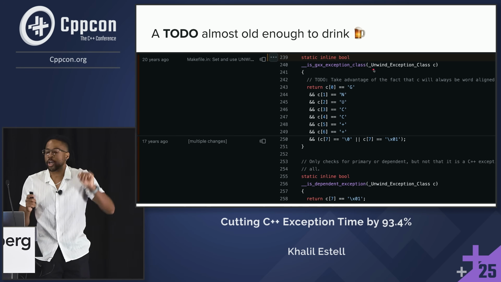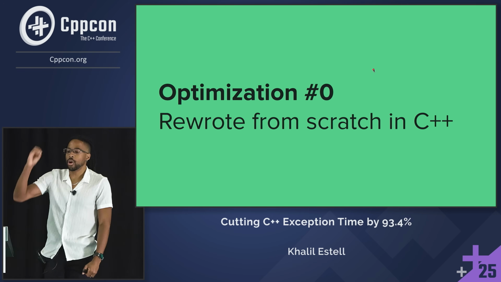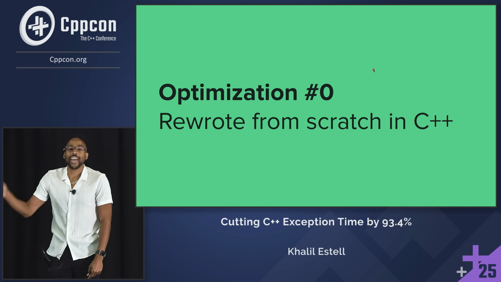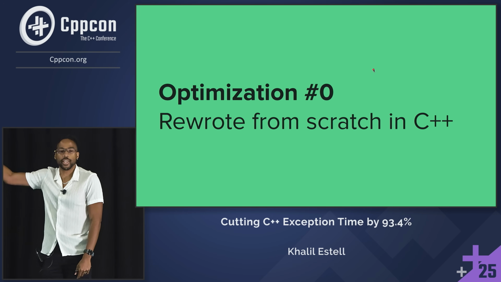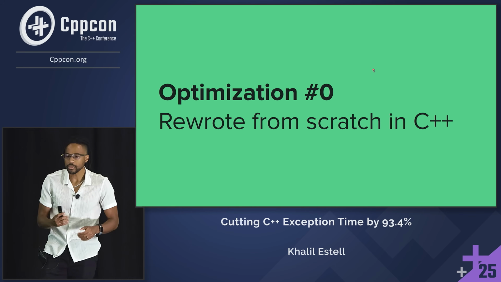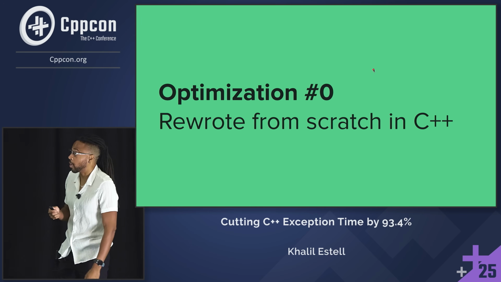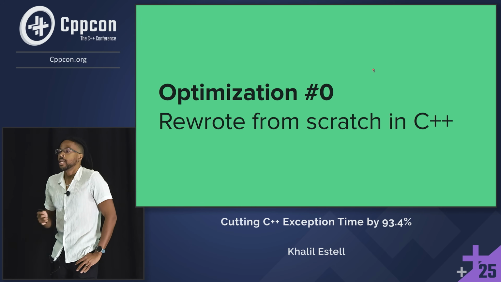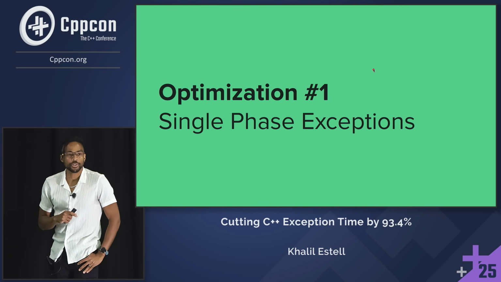Here's the first one. I'm going to be real quick about this. Optimization 0, simply wrote it in C++. I think a lot of the heavy lifting kind of happened from just doing this and using a modern compiler. I got a lot of dividends from just rewriting it in C++. Next up, I'm going to talk about single-phase exceptions.